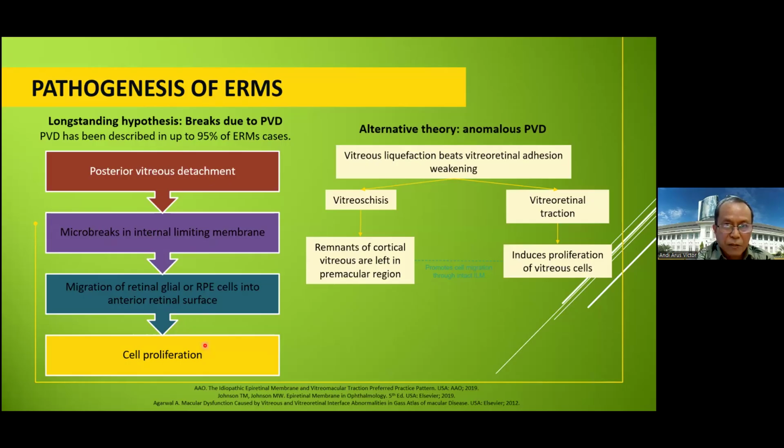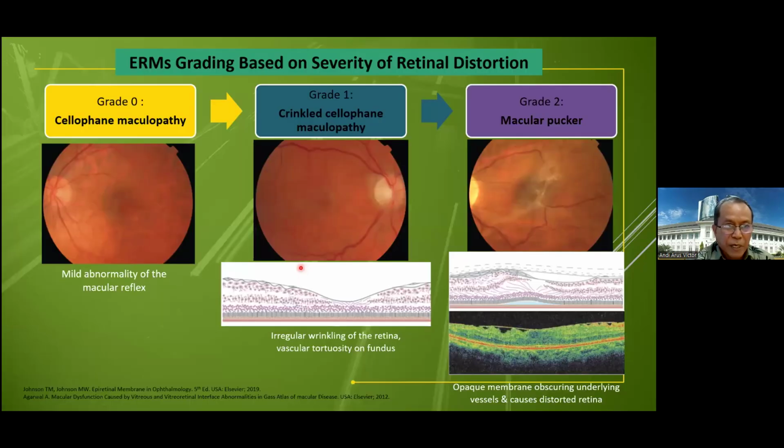This is the grading of epiretinal membrane. Grade 0, cellophane maculopathy with mild abnormality of the macular reflex. Grade 1, critical cellophane maculopathy. And grade 2, if there is macular pucker.